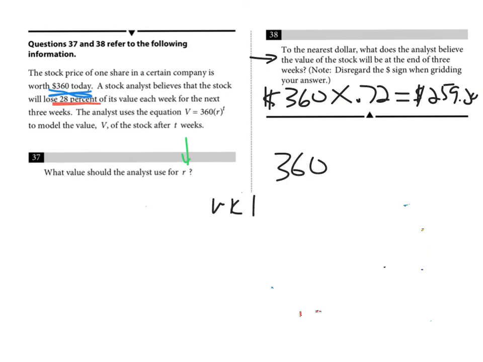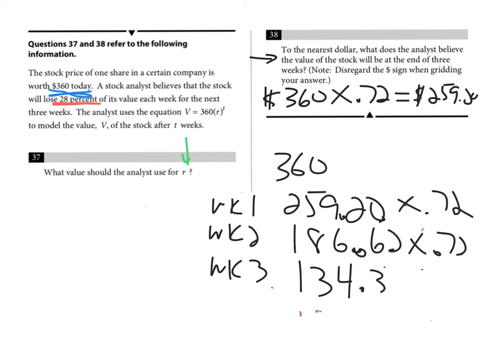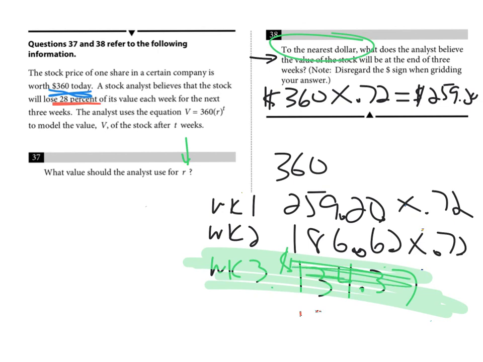After week 1, it's worth $259.20. After week 2, it's going to take this $259.20 and multiply that by 0.72, which means after the second week, the stock is worth $186.62. And then week 3, it's going to be worth 72% of that. So I'll multiply that by 0.72. So here the value of the stock is $134.37. So the question says, to the nearest dollar. So $134.37 to the nearest dollar is 134. So that would be your answer in the grid for this one.